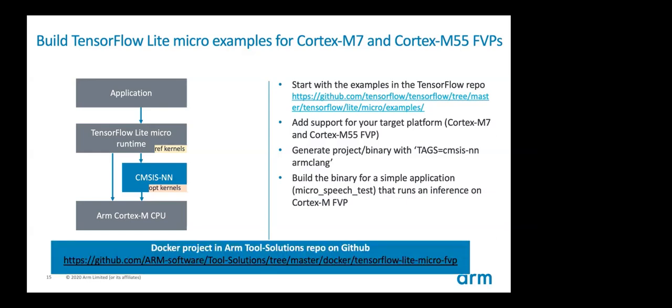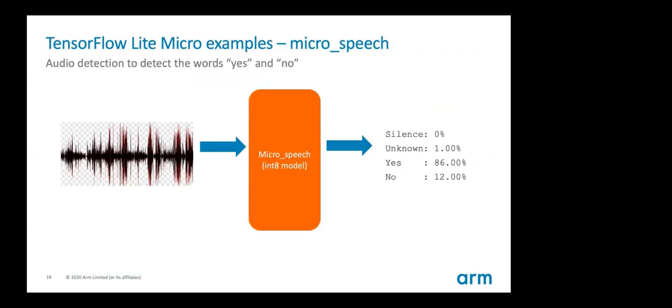Now, to get you started right away, we've created a Docker project in the Arm Tool Solutions repo on GitHub. So these software examples and the flow that I just talked about is all included for you in the Docker project area to start experimenting with right away. In a moment, I'll touch upon the project itself and highlight the main files of interest. But before I go there, I do want to provide a quick overview of one of the examples that Ronan will be demonstrating at the end of the presentation, which is microspeech.